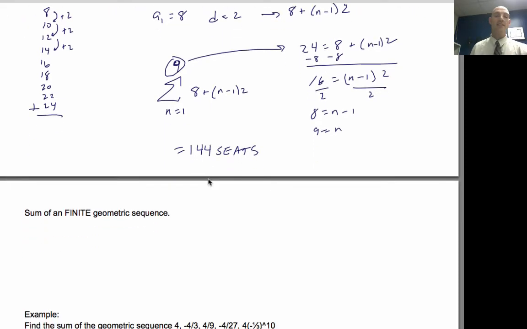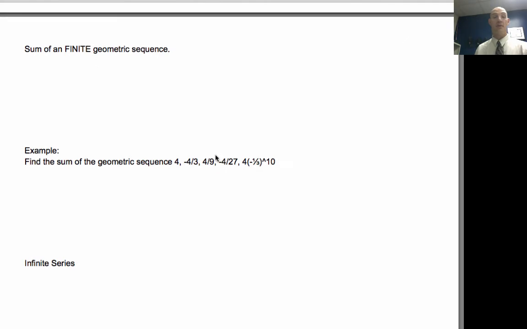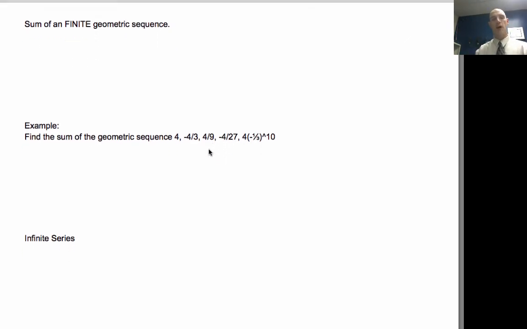Okay, so that's how we tie something we've already done in an arithmetic sequence into a series problem, and help ourselves out by having a little formula that works nicely. Next piece. That was a finite arithmetic sequence, right? A finite number of terms, meaning a known number of terms, and an arithmetic sequence because it went up by 2 every time.